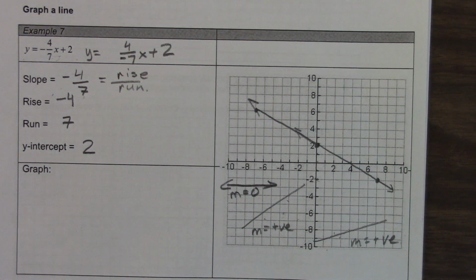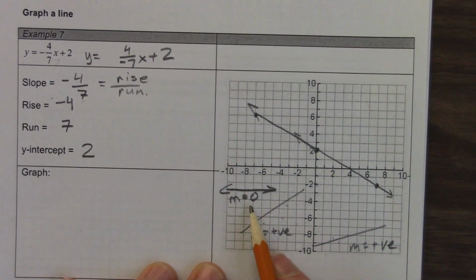It's 0. Now the reason we know the horizontal line is 0 and the vertical line is undefined is because it's rise over run. When we have a horizontal line, it's not rising at all, so the rise is 0. The numerator is 0. Does that make sense? When it's an undefined line, it's the run that is 0, so you can't divide by 0. That's what makes it undefined.